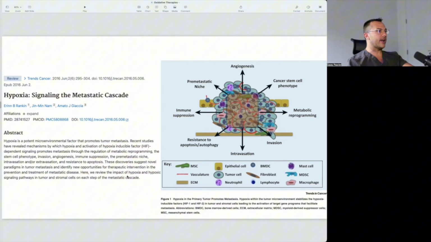Here we review the impact of hypoxia and hypoxic signaling pathways in tumor and stromal cells on each step of the metastatic cascade. And you see here that the hypoxic core, or the anoxic core, where there's a lot of signaling from hypoxia-inducible factors, is what is being secreted in the local environment that leads to angiogenesis, cancer stem cell formation, metabolic reprogramming, invasion of other tissues, extravasation, resistance to apoptosis, and immune suppression. And it leads ultimately to metastatic spread.